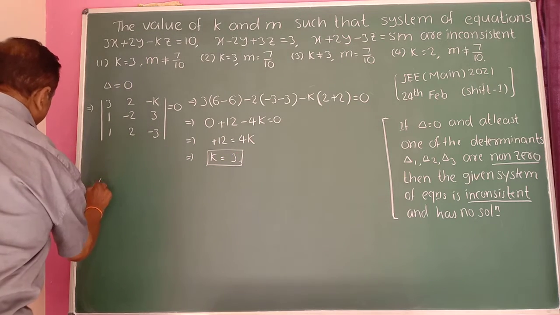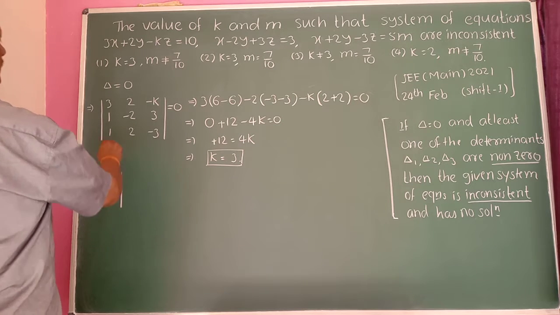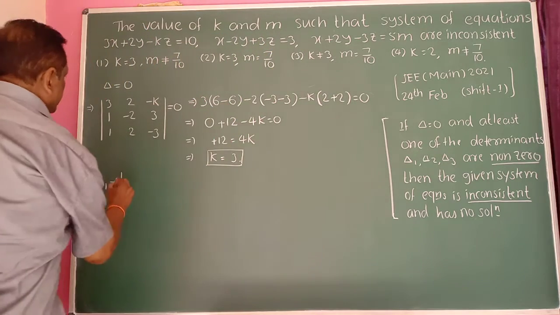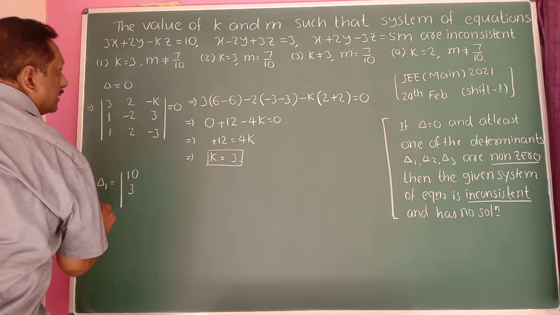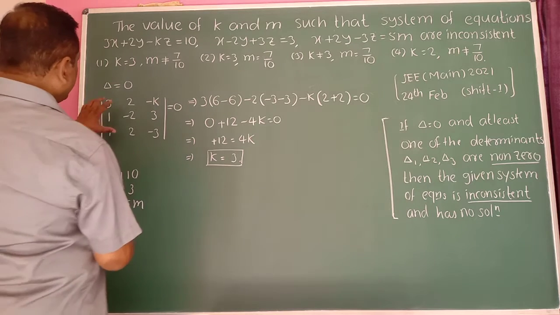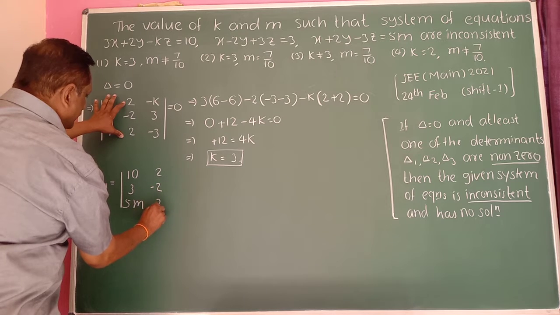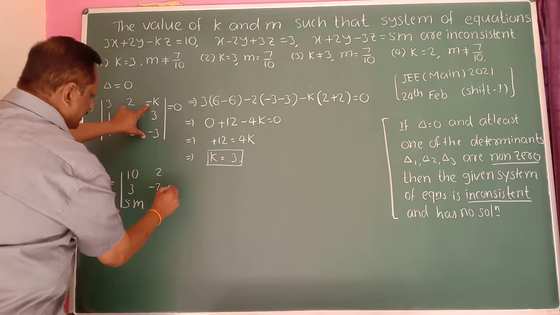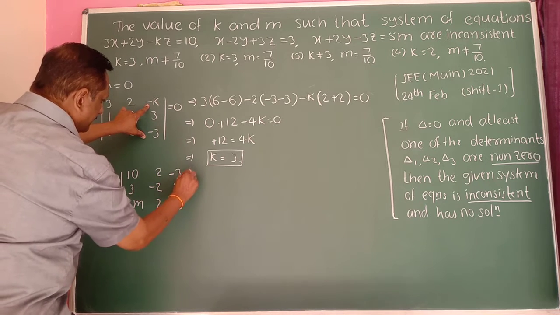Next, delta 1. Delta 1 is equal to the determinant in which we replace the first column by 10, 3 and 5m. The second column, 2, minus 2, 2, we keep as it is. And the third column, with k value 3, is minus 3, minus 3, minus 3.